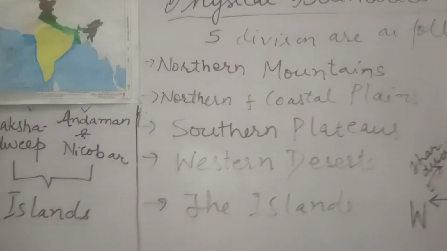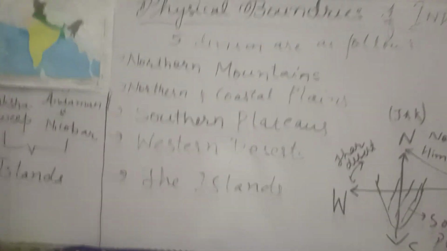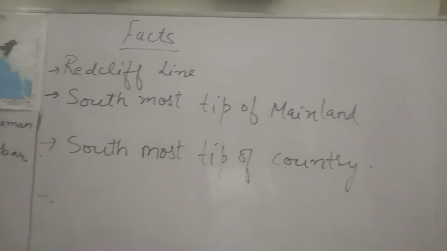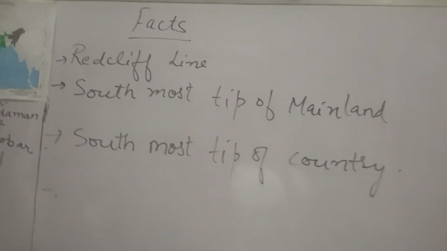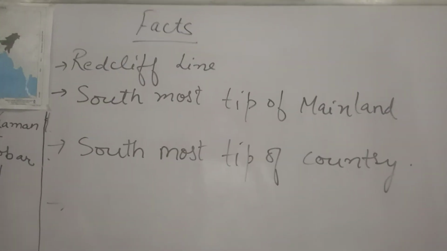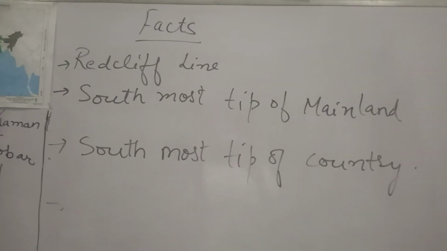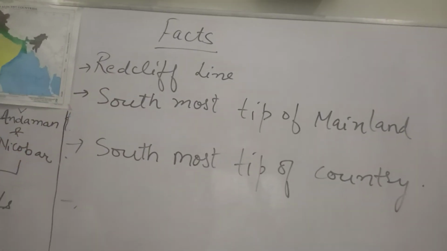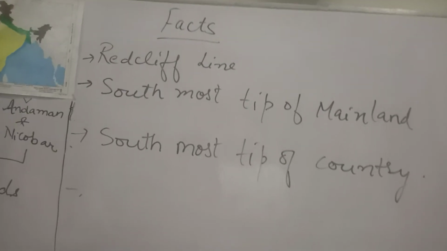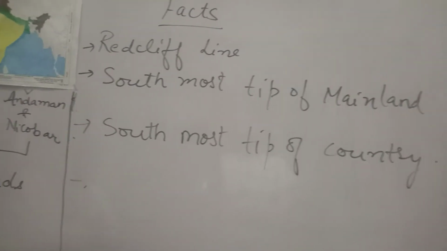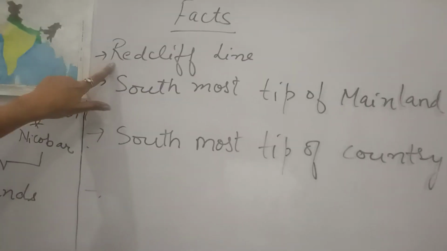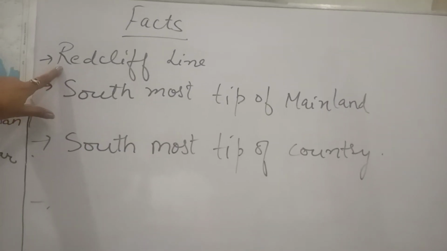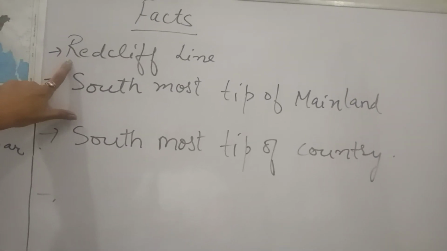Now come to the more facts of our country. Now let's come and learn about some facts about our India. I have written Red Cliff Line. What is a Red Cliff Line? The border line between Pakistan and our country is known as Red Cliff Line. You must all know about this fact. This is the most important fact of our country.